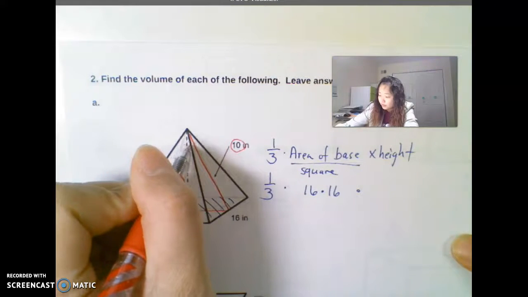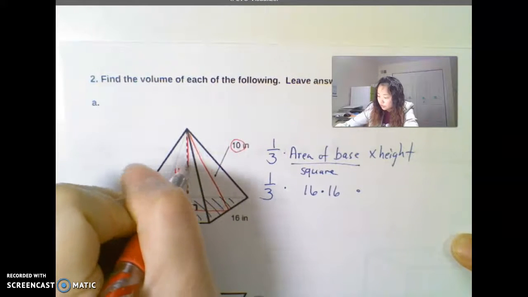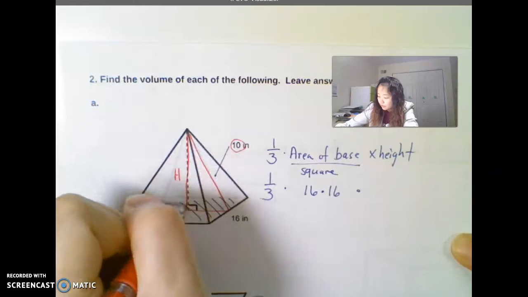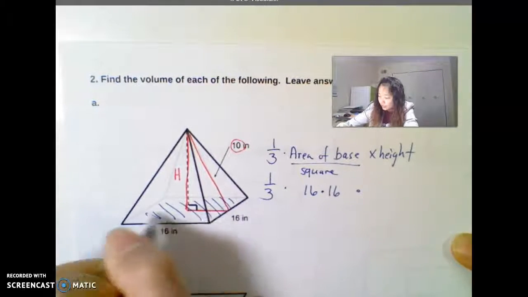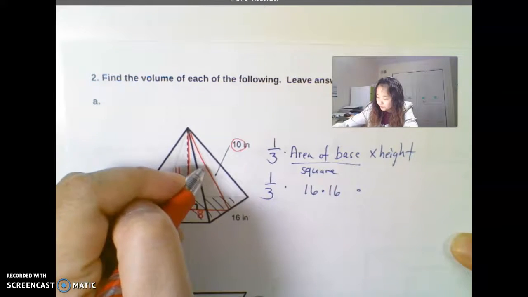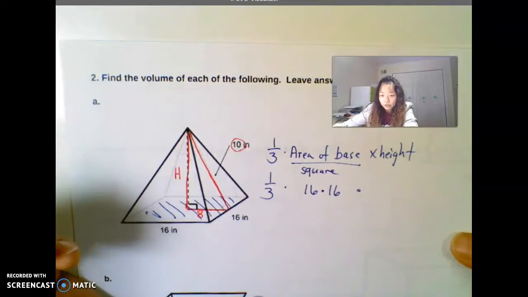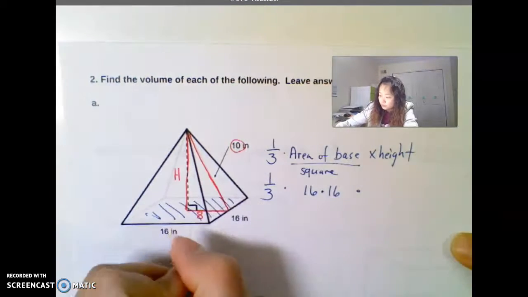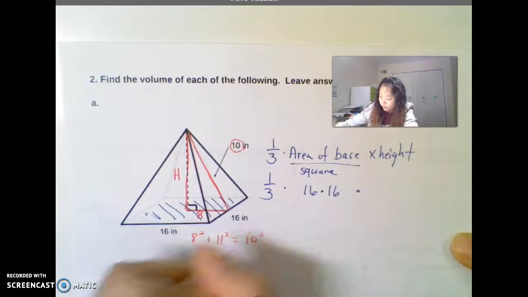Well, we know the Pythagorean theorem because it's a right triangle, you see? Height is a straight line from the vertex to the center of the base. And we know this length. The whole thing is 16, so half will be 8. And we have the hypotenuse, the slant height, it says 10. So you have to find the height using 8 squared plus the height squared equals 10 squared.